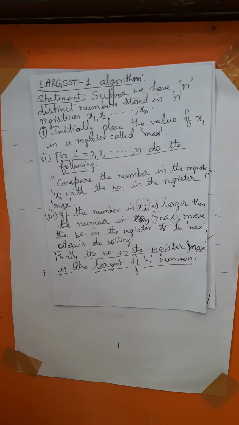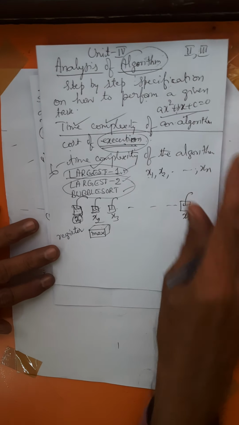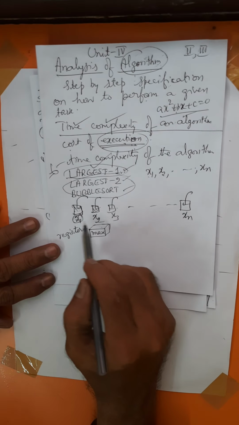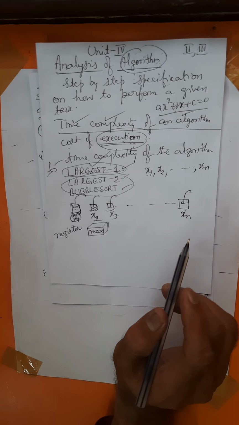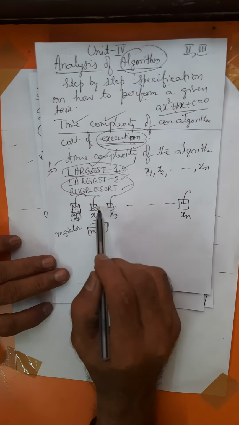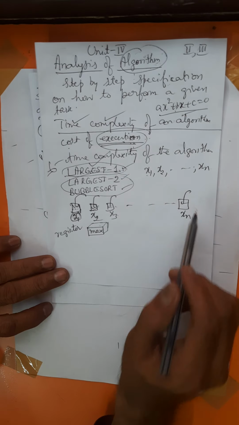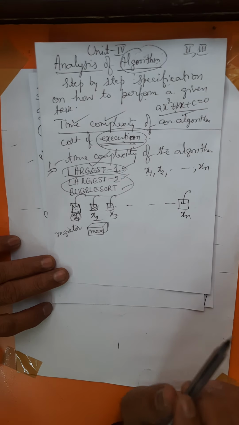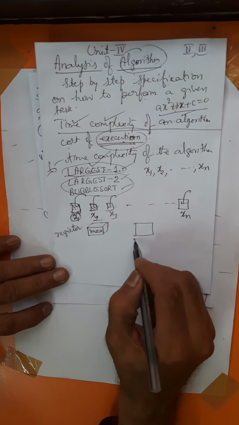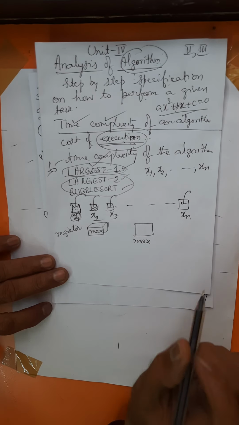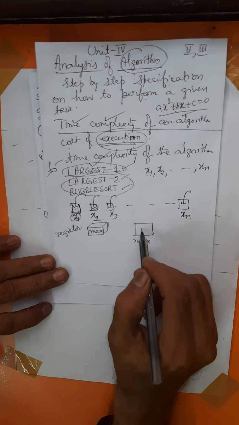I'll explain the algorithm again here. Suppose you have n registers x1, x2, etc., xn. The n given values are placed here. You want to find the largest of n numbers. You take another register which we call max. Store the value in x1 here.